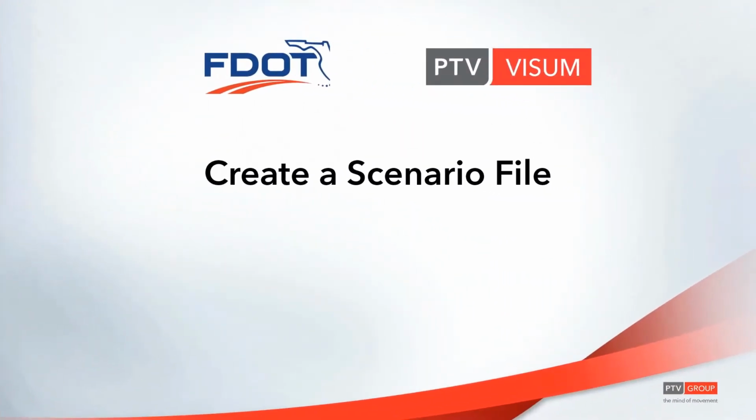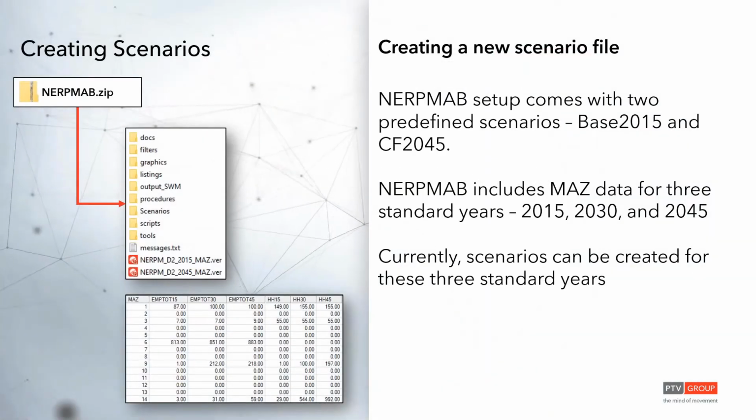All right, so first, let's see how to create a scenario file. Even before we get into running the model, let's see how to create a scenario file. In order to do that, there are two predefined scenarios in the model setup. As I mentioned, there's a base 2015 and forecast 2045, and the MAZ data.